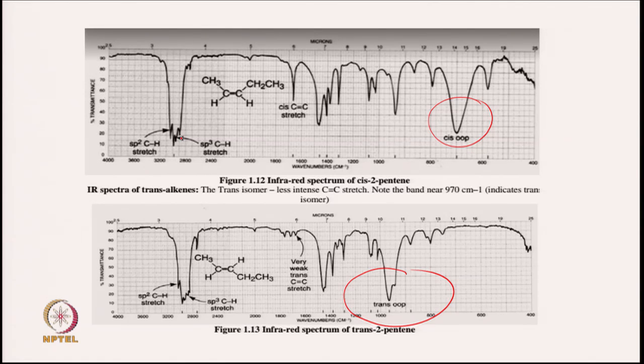So just by looking at a spectrum of 2-pentene samples, you can tell which 2-pentene has cis configuration and which one has trans configuration.